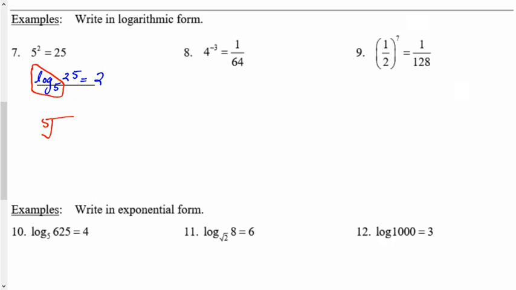Let's do number 8. Here I can see my base is 4. So I will write log base 4. My logarithm is an exponent, so I'll have this equal to -3. And it operates on the power in disguise here, which is the 1 over 64.